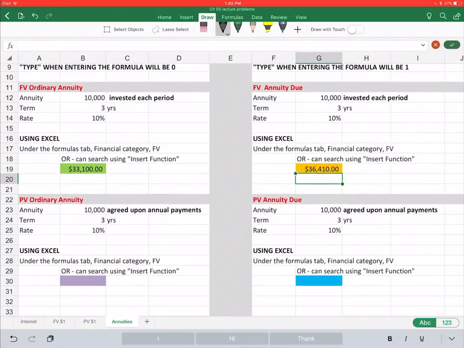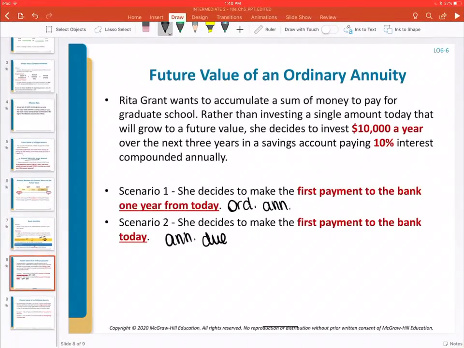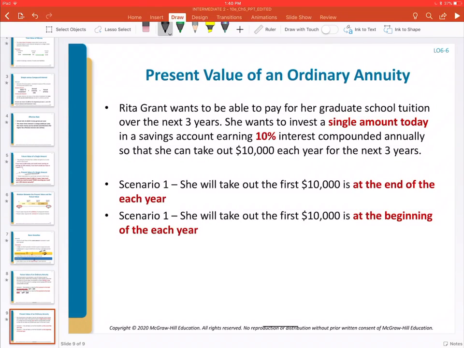Now we're going to move on to present value of an annuity. So if we go to our final slide, now here's the situation. We want to be able to invest a single amount today in a savings account. The single amount that we want to invest today is our present value. And the idea here is that we don't know what that is. We don't know what the present value is. We have to figure that out in our calculation. That's why the formula that we're going to use is going to be equals PV.